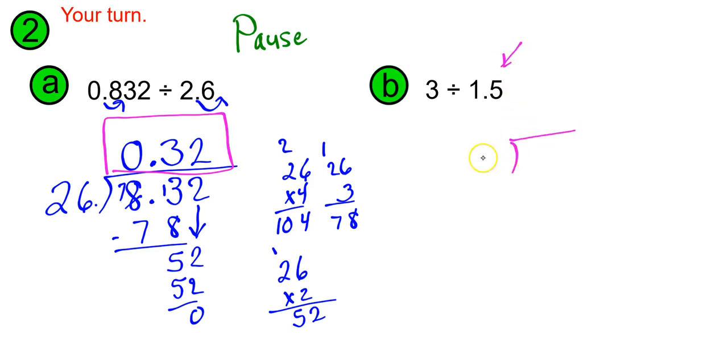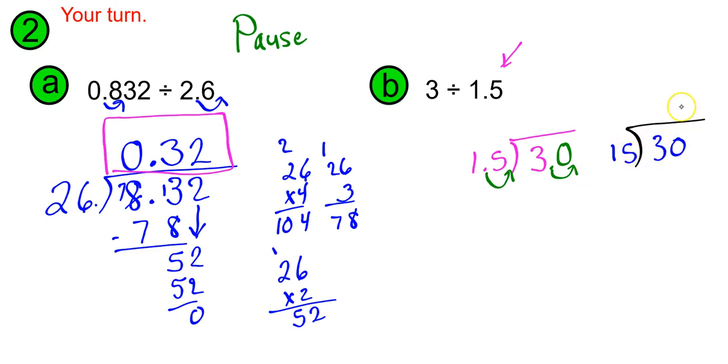All right, this is your divisor. That's the one that goes on the outside. And this is your dividend, the 3. Remember, there is an invisible decimal right here. So we're going to need to add a 0. You can't divide unless this is a whole number. So you're going to move this one over, and you're going to move this one over. Let's rewrite this question as 15 goes into 30. And that turns into a very easy question with no remainder. So 3 divided by 1.5 is 2.